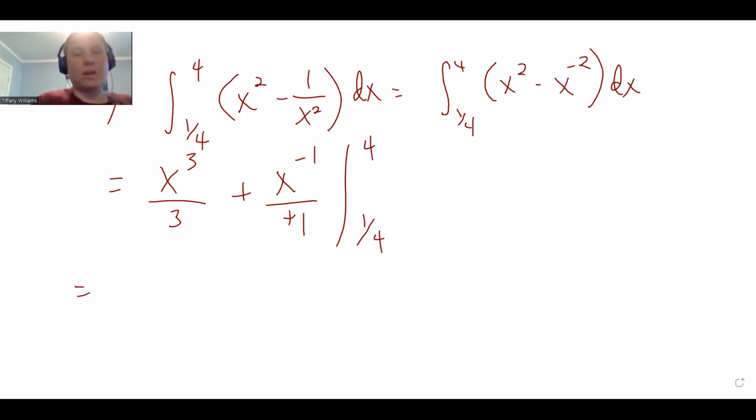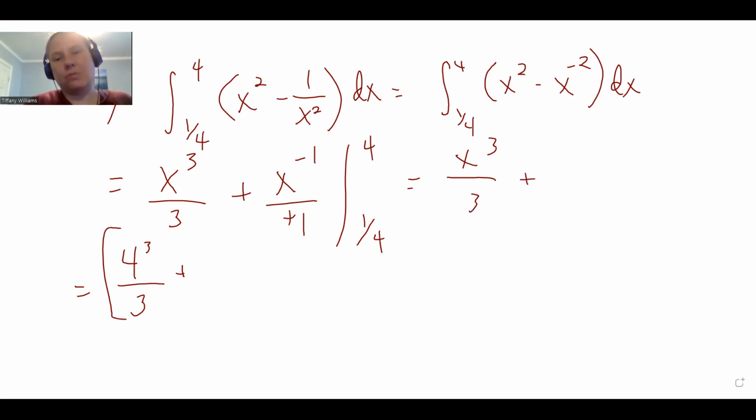If we plug in what we know now, remember you plug in the upper boundary, which is the 4, and subtract from it the lower boundary plugged into what you integrated here. So I'm going to have 4 cubed over 3 plus the x to the negative 1. Remember, we can actually write that as plus 1 over x. It means the same thing.